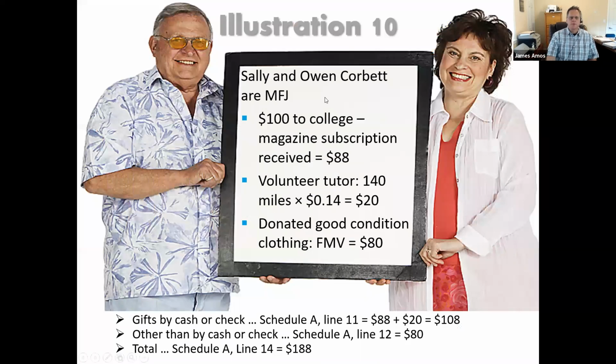Okay, let's do this one together. Sally and Owen are MFJ. They gave $100 to a college and they got a magazine subscription for $88. They did volunteer tutoring, 140 miles times 14 cents, so $20 there. And they donated good condition clothing, fair market value of $80. So, gifts by cash or check.